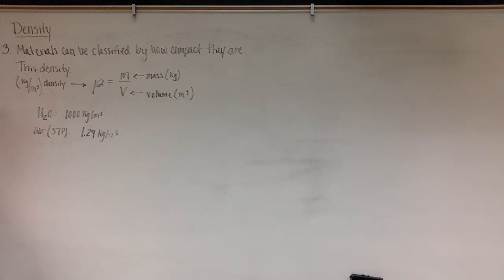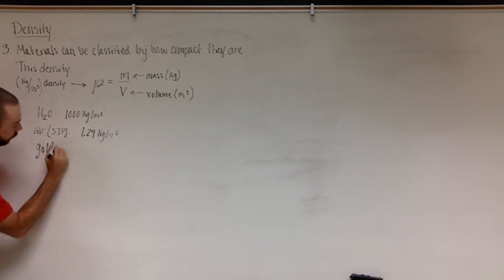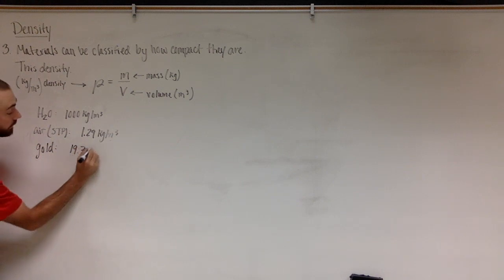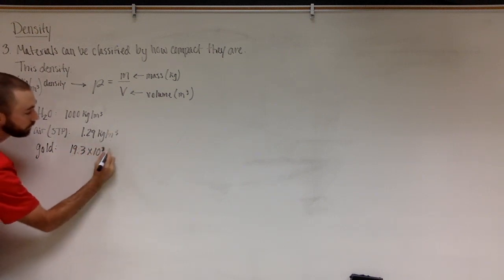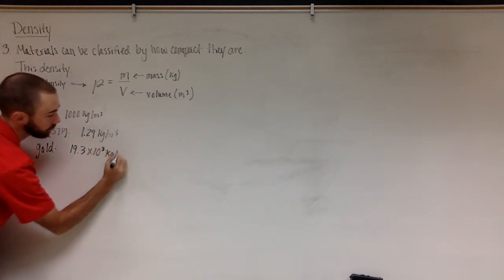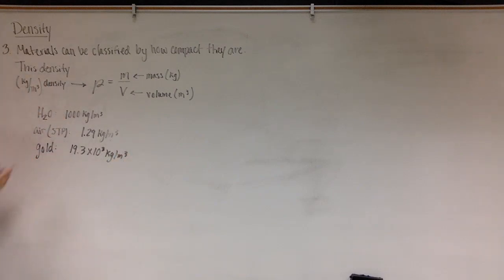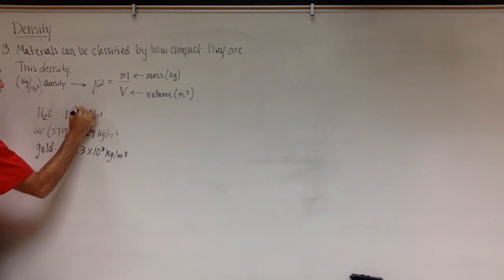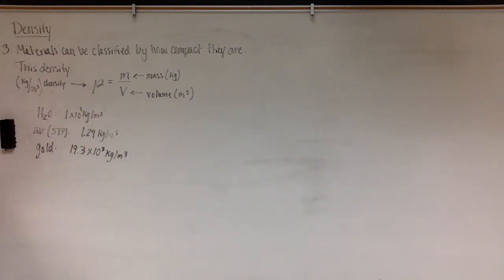Let me switch markers here as that one's dying. Another one we've got is gold with a density of 19.3 times 10 to the third kilograms per cubic meter. And this one up here, I can rewrite it just so it's in the same times 10 to the third. It's just 1 times 10 to the third kilograms per cubic meter.